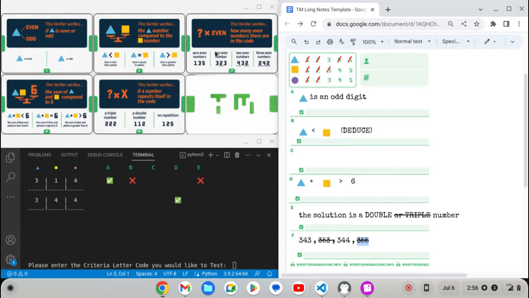Let's see, if there is 1 even, then at this point it would have to be 3, 4, 3. And if there are 2 evens, it would have to be 3, 4, 4. Yeah, I don't see anything where I can deduce. So let me go ahead and test criteria card C. Okay, so we do have the 2 evens, and so it looks to be that the solution should be 3, 4, 4, since the Turing machine did agree with my proposal.